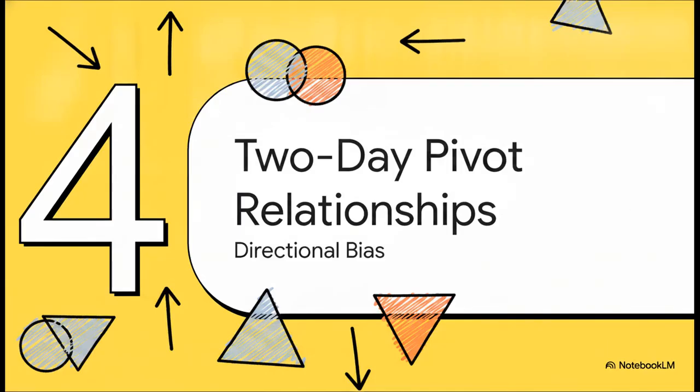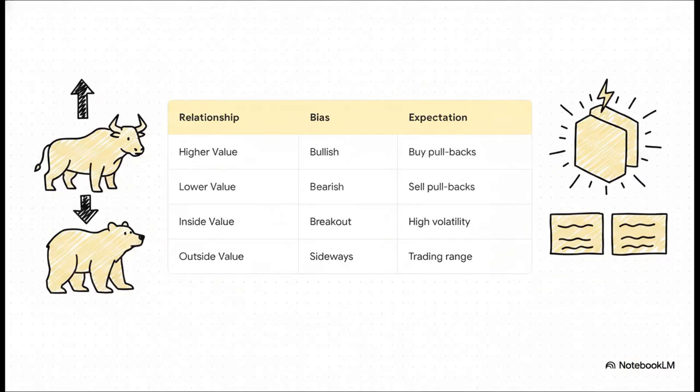Next up is section 4, two-day pivot relationships, and how they give us our directional bias. Now that we have a good idea if the market will move, we can actually figure out which direction it's going to go using a remarkably simple cheat sheet. By comparing where today's CPR is located relative to yesterday's CPR, we unlock our directional bias. So if today's pivot range is higher than yesterday's, you have a higher value relationship. That's bullish, meaning you want to be buying pullbacks. If it's a lower value, it's bearish, so you should be selling pullbacks.